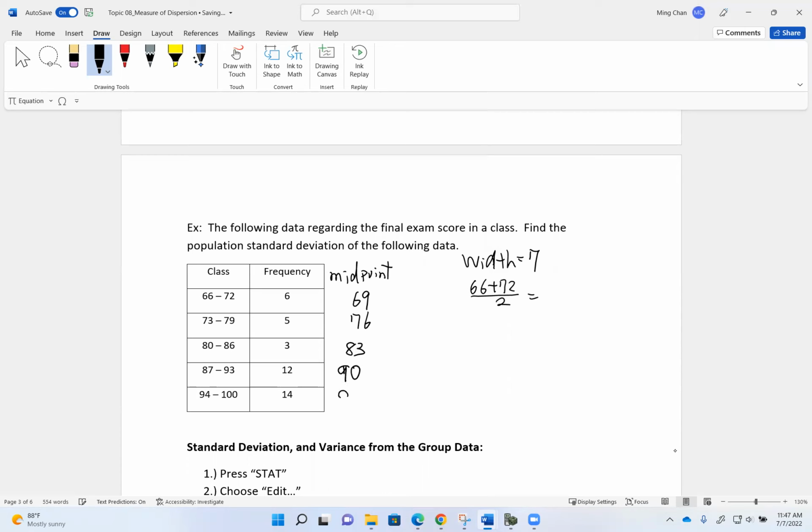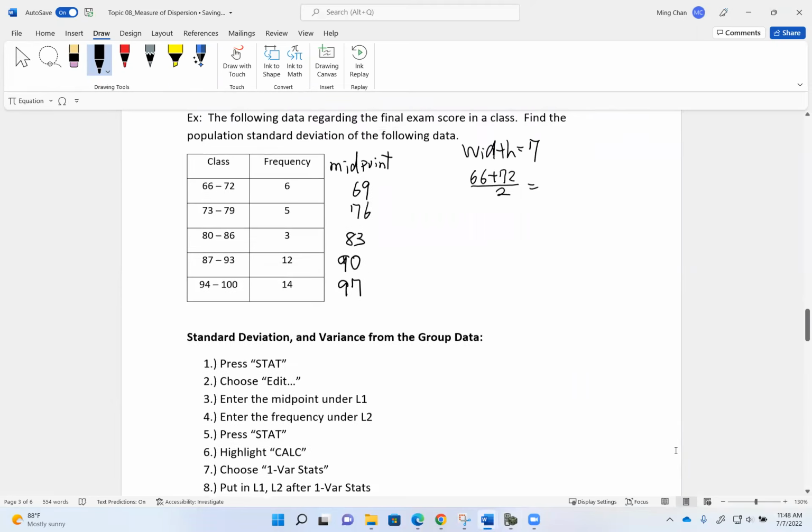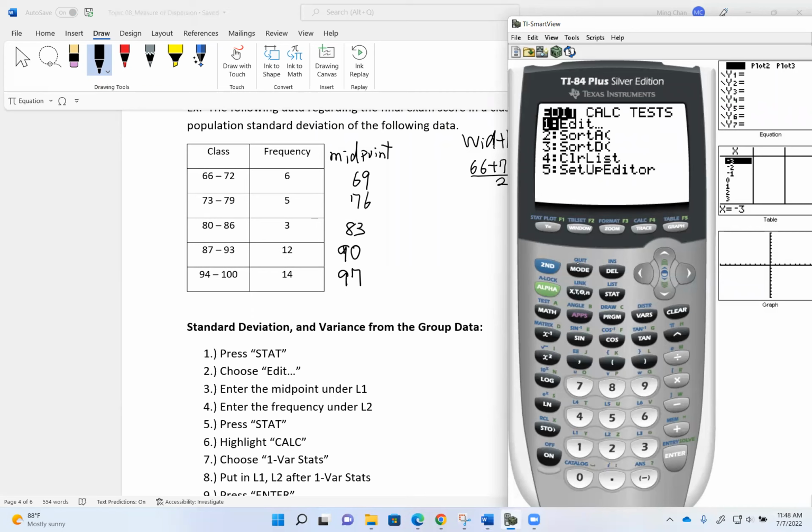90, 97. Okay, so all of this goes under L1. So here are the steps. You can look at the steps as we key it in together. So stat, number 1, edit. Okay, I'm going to go up, highlight L1, press clear, press enter, so you can clear out the list.